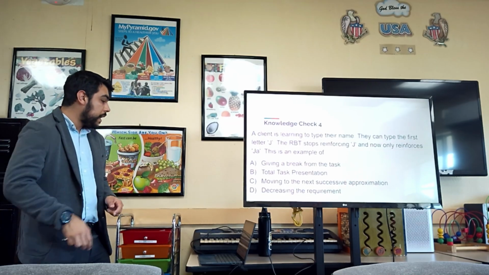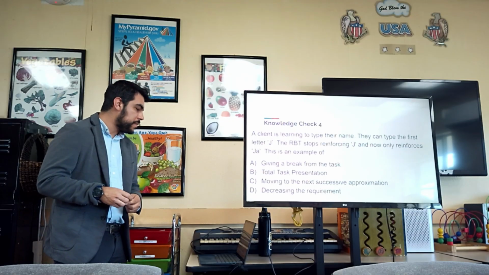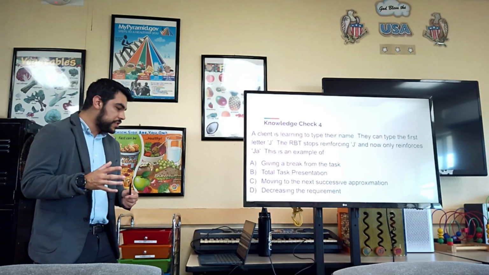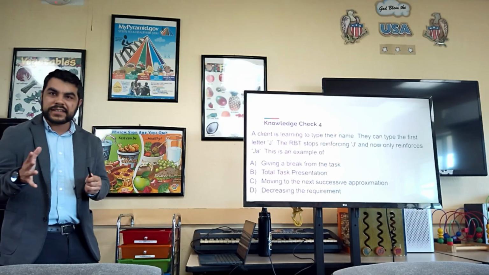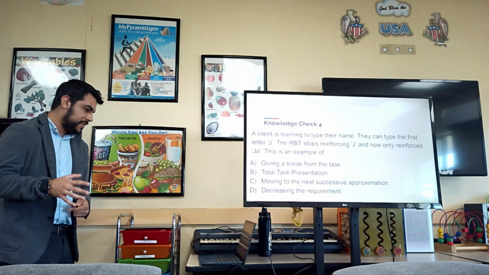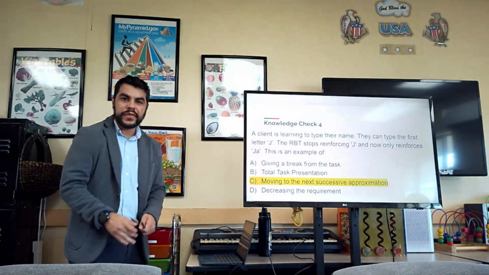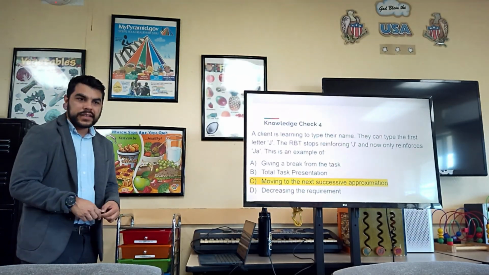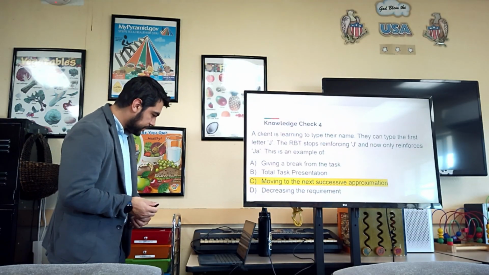Okay, two more. A client is learning to type their name. They can type the first letter J. The RBT stops reinforcing J and now only reinforces J. What is this an example of? C. Yes. Moving on to the next successive approximation, getting closer and closer to them spelling out their entire name.